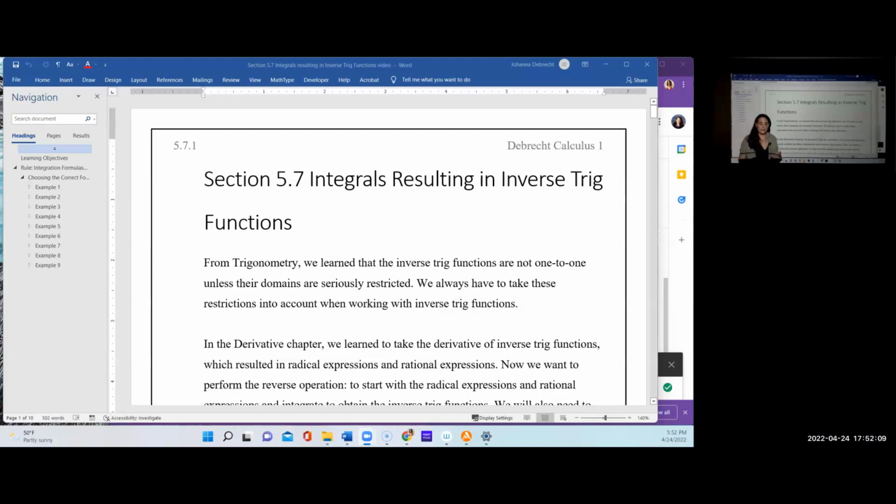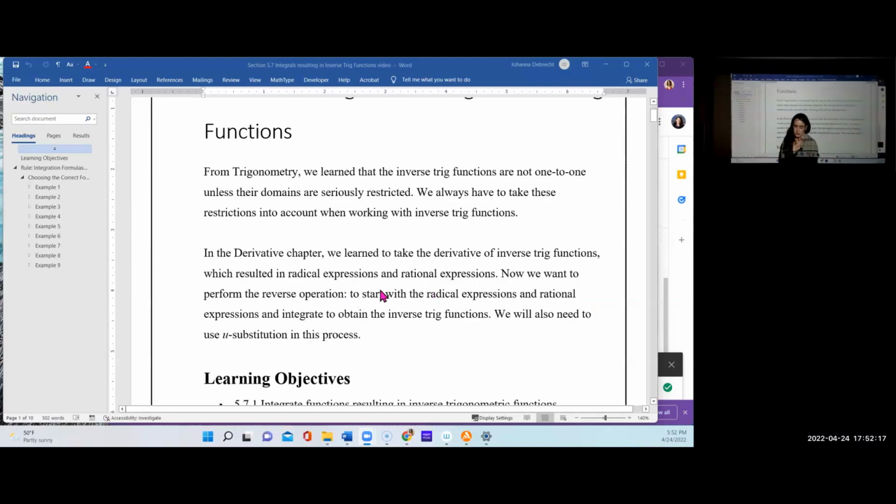Now, remember, when we did take the derivatives, we were finding that the derivative of the inverse trig function generally resulted in some kind of radical expression or a rational expression. Now we want to do the reverse. That is, we're going to start with the radical expression, generally in the denominator, or the rational expression, ratio of two polynomials, and we're going to find the antiderivative function. The antiderivative function will involve an inverse trig function. We'll also need to do some U substitution as part of this process.